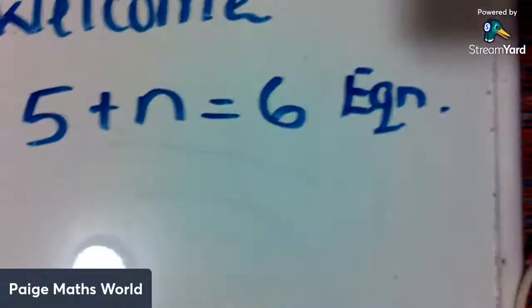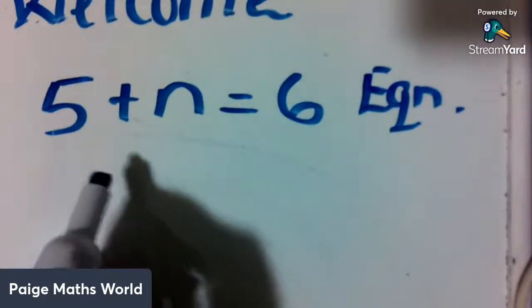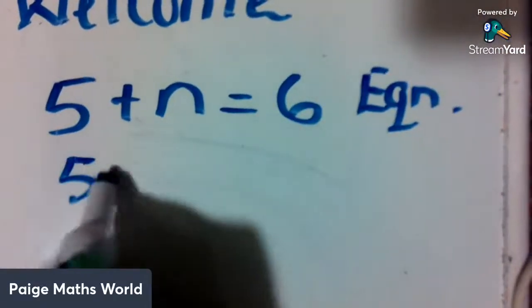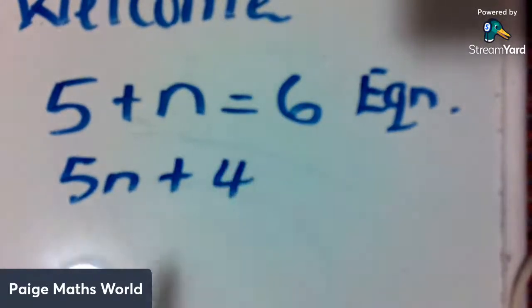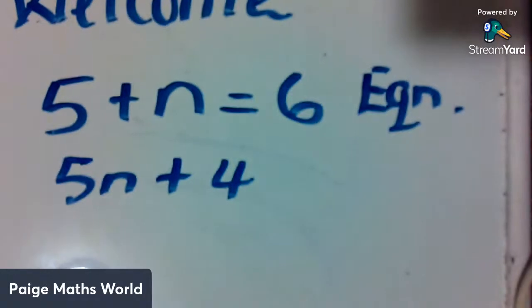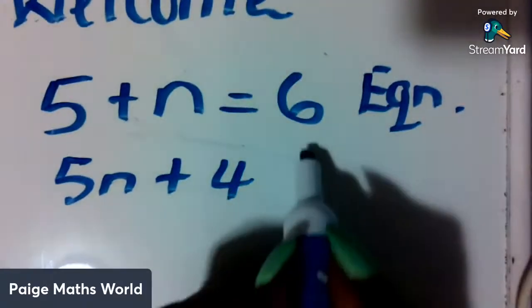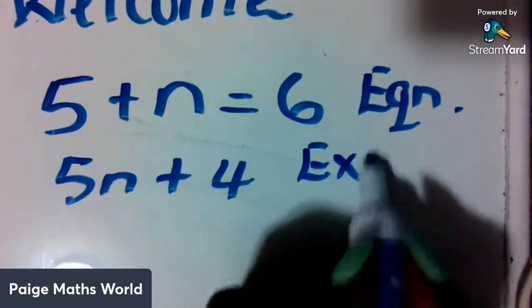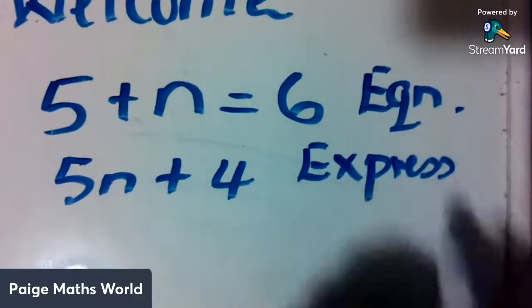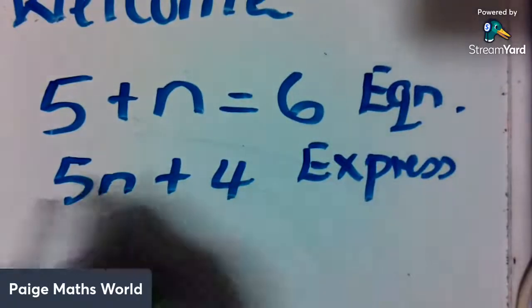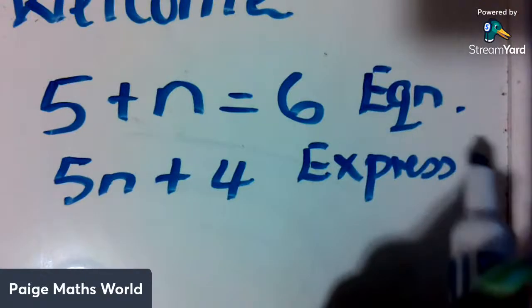But an expression would be like 5n plus 4. With the expression, you're not asked to solve anything. You're just going to be asked to simplify, right? So for an expression, you're only asked to simplify, but for the equation you're solving.